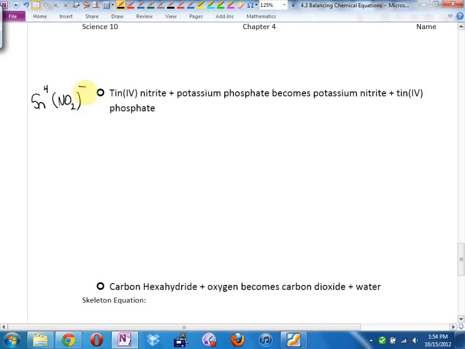Okay. What am I going to write for my skeleton equation then? I'm going to crisscross. It's going to end up being Sn(NO2)4.